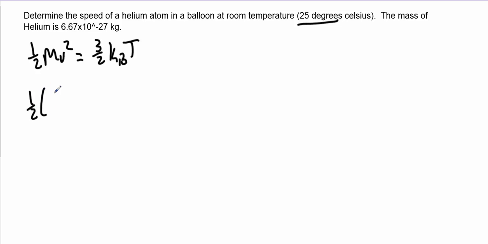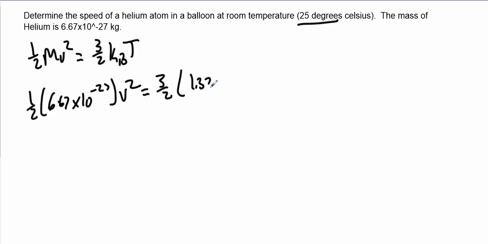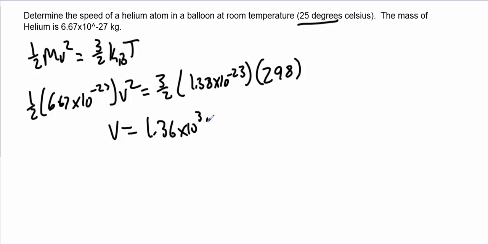So we have 1/2 times 6.67 times 10 to the negative 27th times v squared equals 3/2 Boltzmann's constant, which is 1.38 times 10 to the negative 23rd, times temperature. Well, the temperature is 25 plus 273 to make it a Kelvin temperature, not a Celsius temperature. So that's 298. And then all we have to do is the math, and if we work this all out, we get a velocity equal to about 1.36 times 10 to the third meters per second, or 1.36 kilometers per second, which is really, really fast.